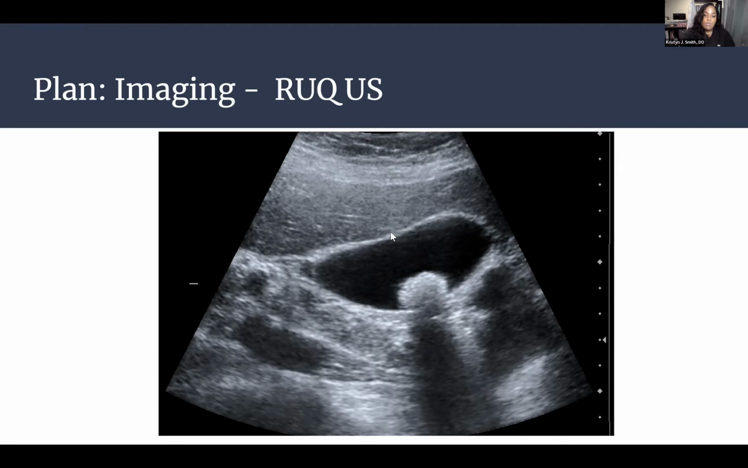So if you have a ruler, you can then measure out the anterior gallbladder wall. If that is greater than 3 millimeters, then that is a thickened wall. You want to look for signs of pericholecystic fluid. You also, which we can't see on this image, want to take a look at the common bile duct and assess the diameter. If the common bile duct is dilated greater than 4 millimeters, then that is a dilated CBD.